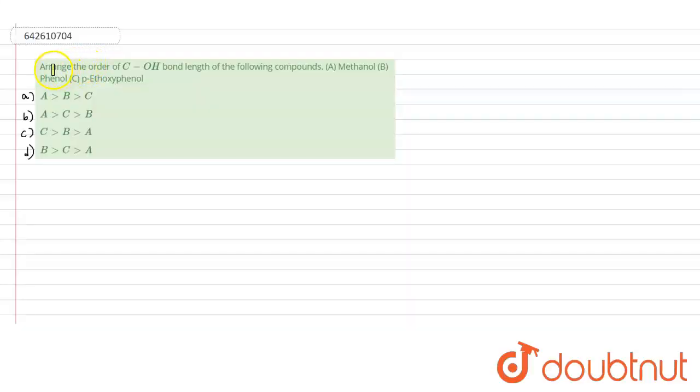Hello, the question says: arrange the order of C-O-H bond length of the following compounds. Compound A is methanol, compound B is phenol, and compound C is para-ethoxyphenol. So we have to arrange the C-O bond length. Let's try to solve this question.